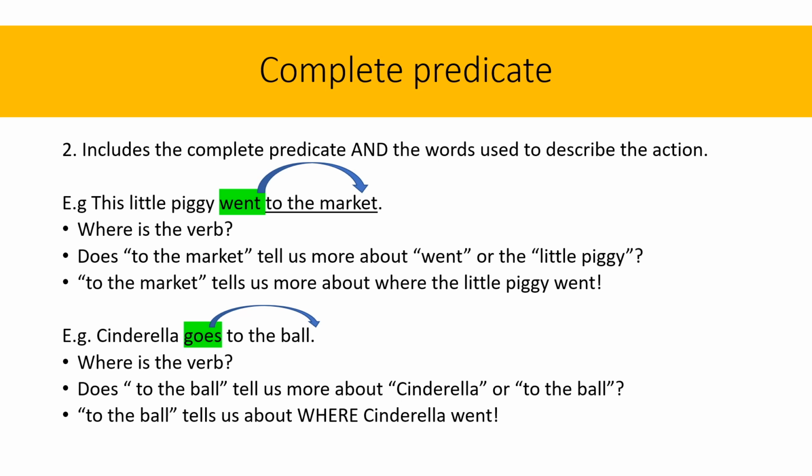The next example, Cinderella goes to the ball. Where is our verb? Our verb is goes. But to the ball, does it tell us more about Cinderella or goes? To the ball tells us about where Cinderella went, where she's going to go. So therefore, the complete predicate over here is goes to the ball.